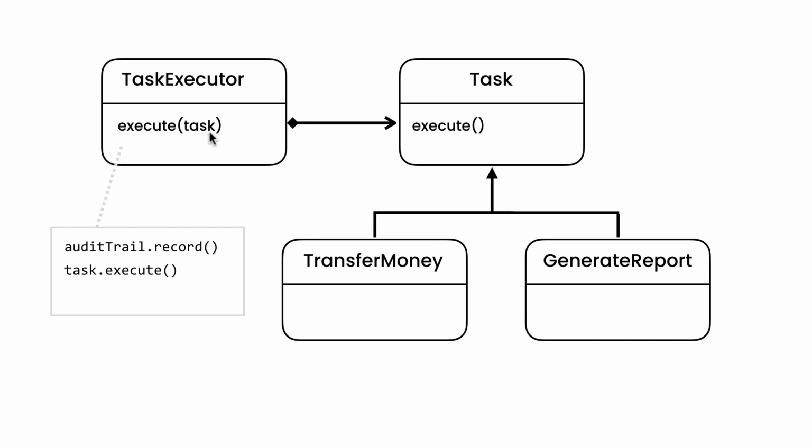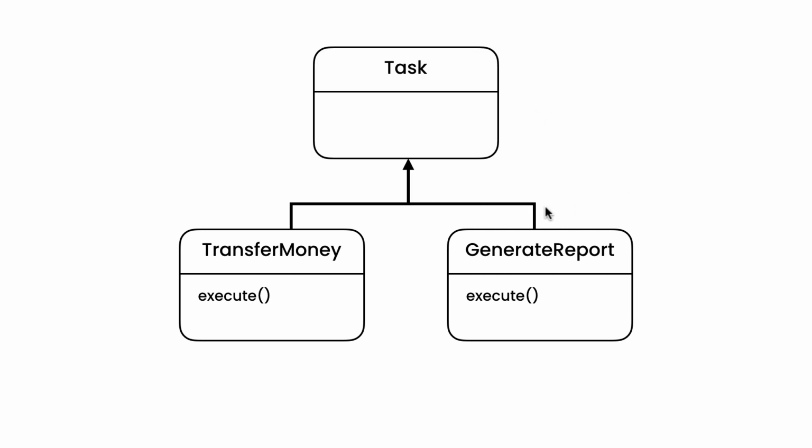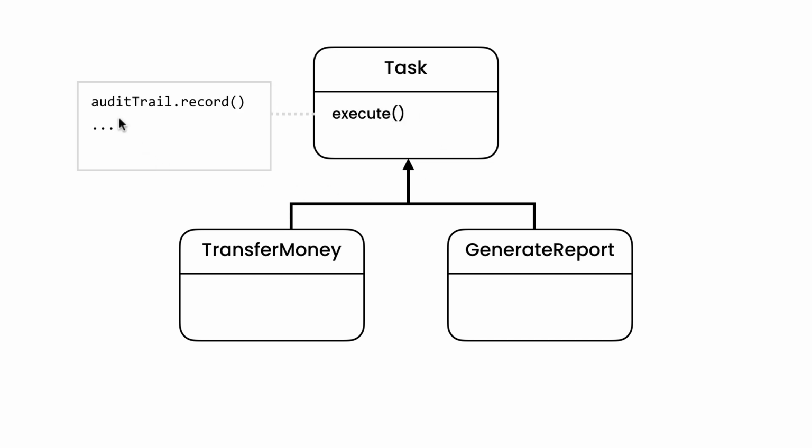Now we can solve this problem using inheritance. So here are our two task classes, transfer money and generate report. These two classes have something in common, right? So we can have them extend a common base class called task. And then we move that common behavior over here. So this is where we're going to call auditTrail.record. Now, what happens after will be dependent on the type of task. At this point, when we are inside the task class, we have no idea. This will be determined later on when we extend this class, right?